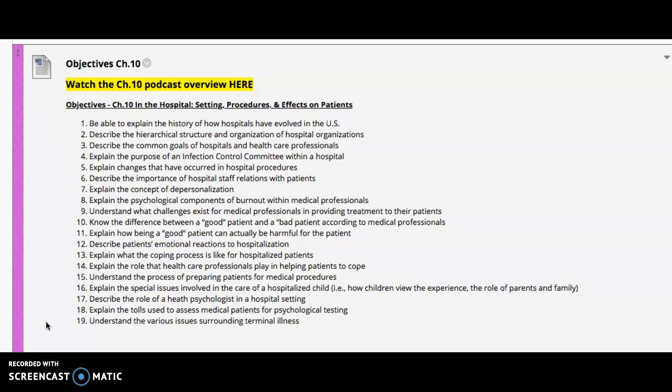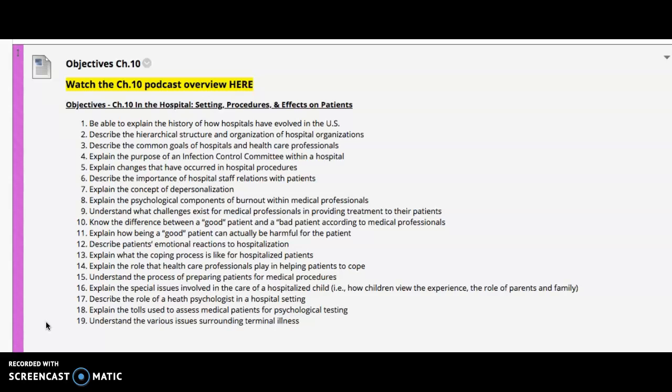We'll also look at the purpose of what's called an infection control committee within a hospital. It is a very important committee in every single hospital whose goal it is to prevent the spread of disease, contamination, and illness.